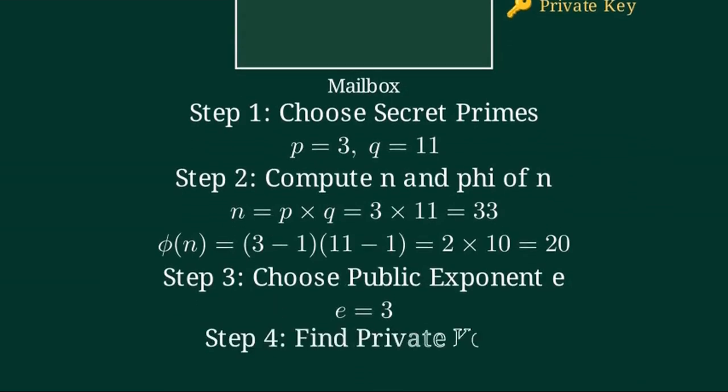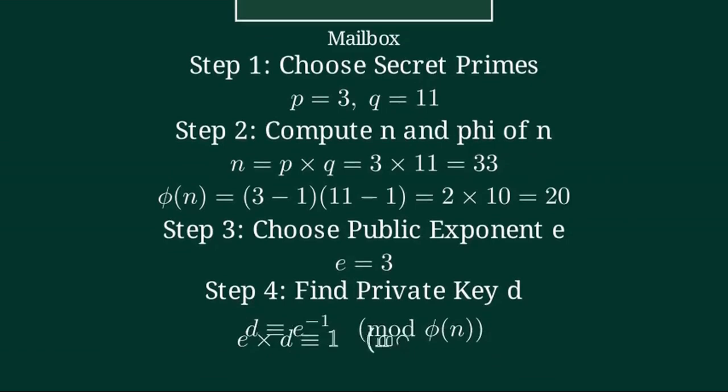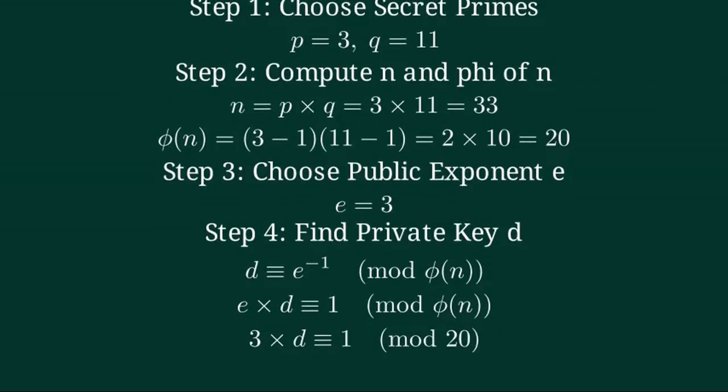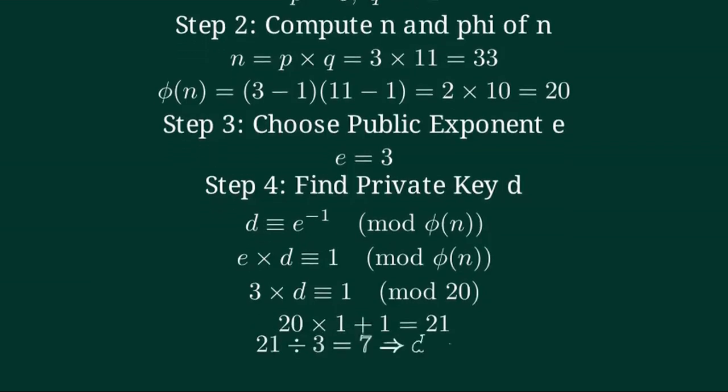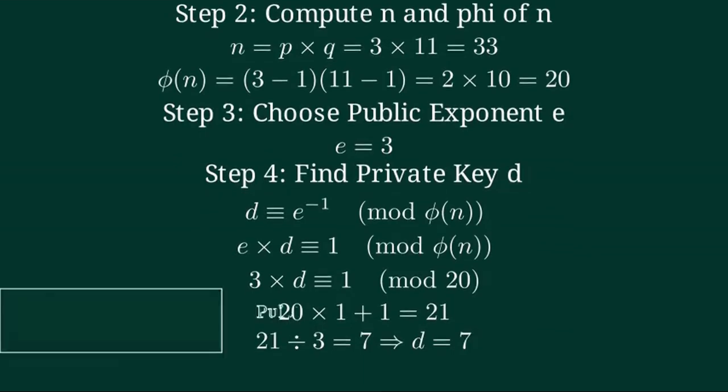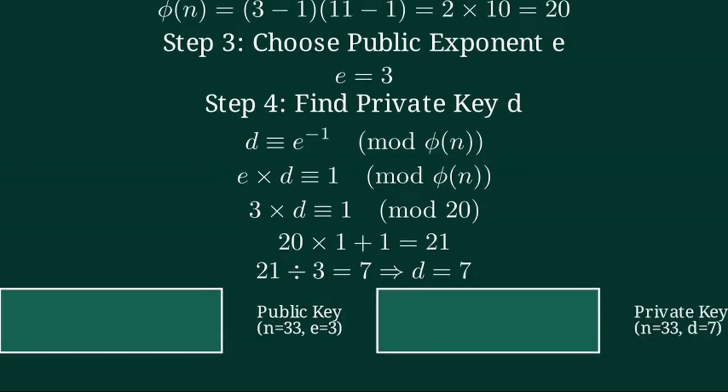Step 4. Compute the private key D. The formula is D is congruent to the inverse of E mod phi of N. This means E times D is congruent to 1 mod phi of N. With E equals 3 and phi of N equals 20, we need 3 times D congruent to 1 mod 20. Try 20 times 1 plus 1 equals 21, and 21 divided by 3 gives 7. So D equals 7. So our public key is N equals 33 and E equals 3. Our private key is N equals 33 and D equals 7.